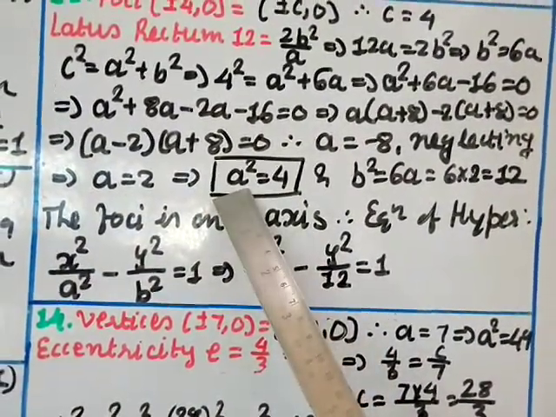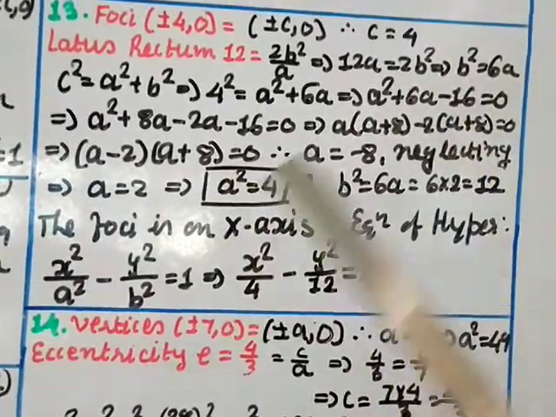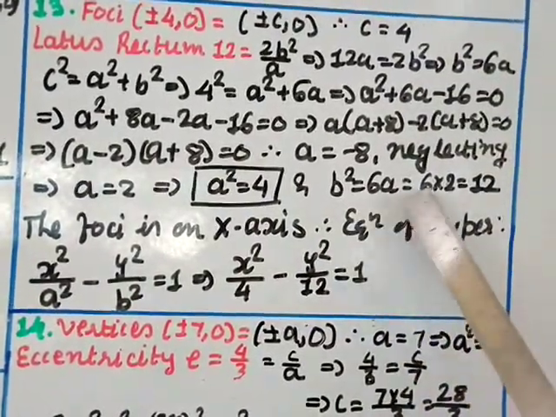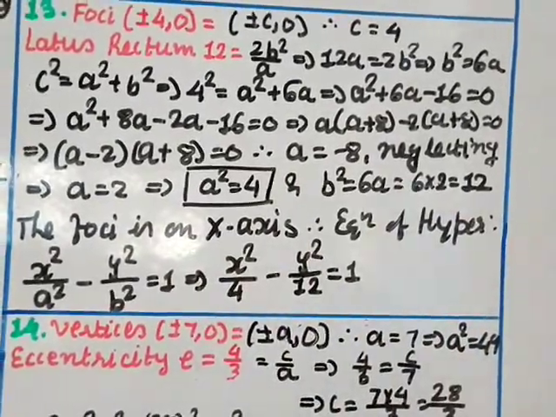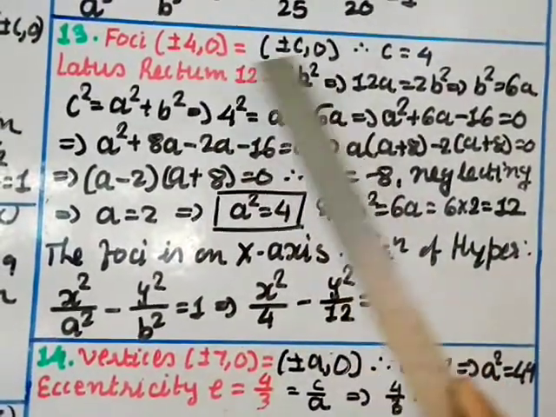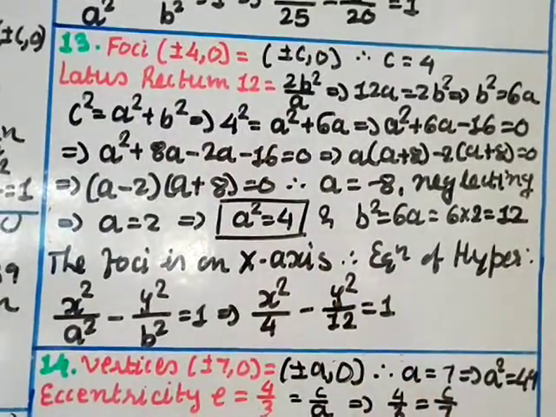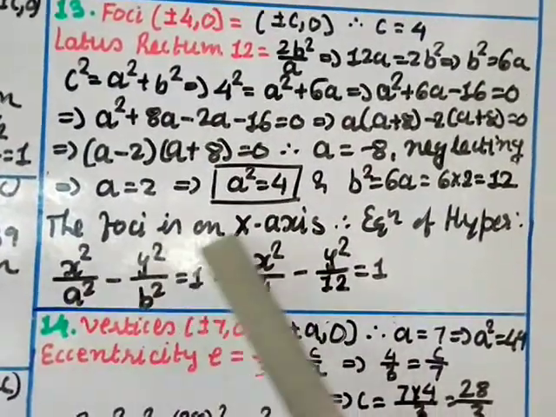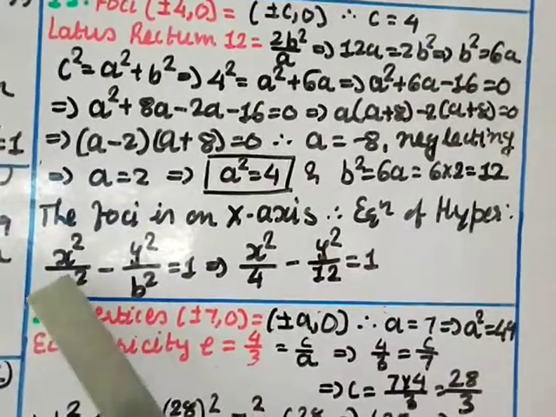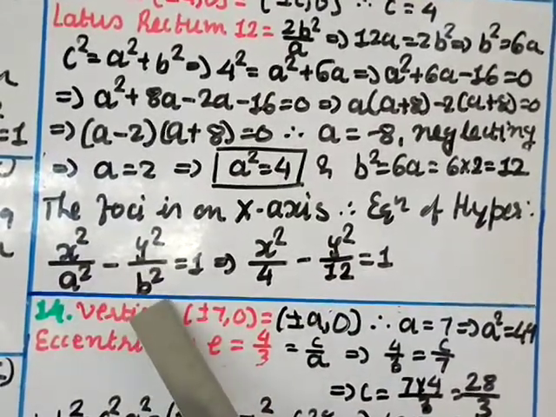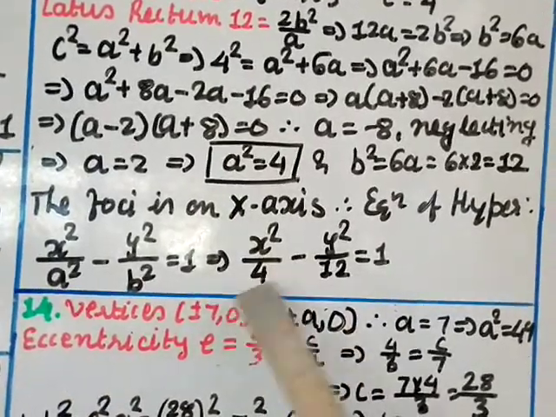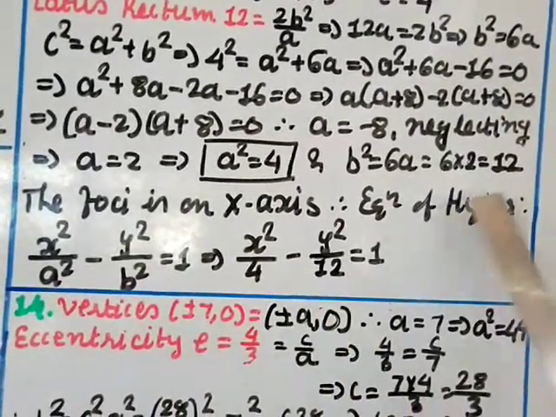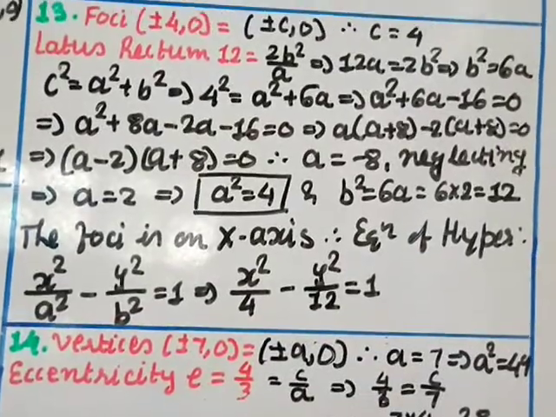You found the a square value, now you have to find b square value. So b square value is 6a, equal to 6 into a value is 2, so 6 into 2 is 12, that is the value of b square. Already I said that since y coordinate is 0, the foci are on the x-axis. Therefore, equation of hyperbola is x square by a square minus y square by b square equal to 1, implies x square by a square value is 4, minus y square by b square value is 12, equal to 1. So that is the required equation of the hyperbola.